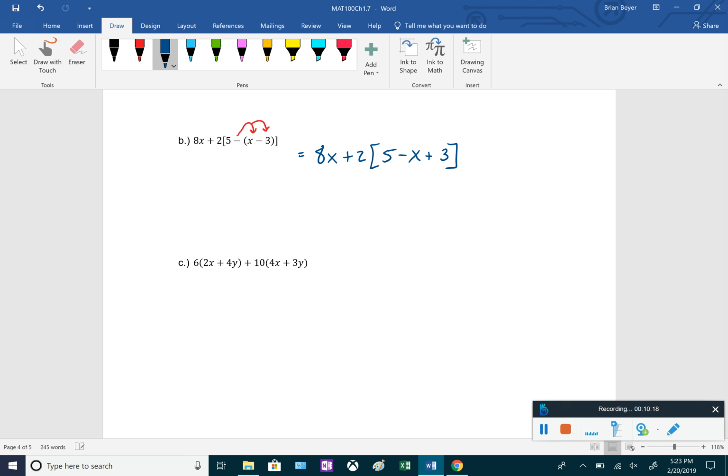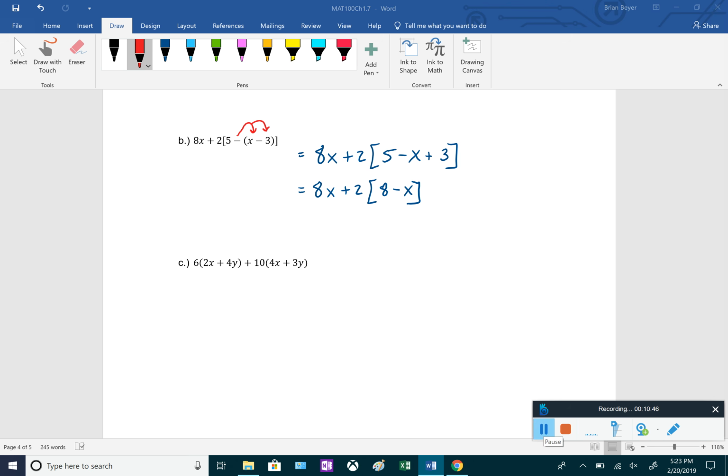So now going into this bracket, we have 5 minus x plus 3. We can combine 5 plus 3. So don't let the negative on the x screw you up. It's 5 plus 3. The negative is on the x. So 5 plus 3 is 8. So we get 8 minus x in those brackets.